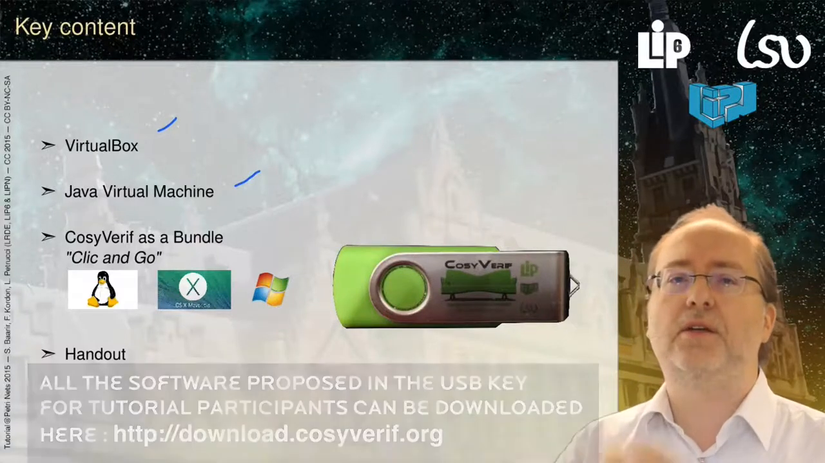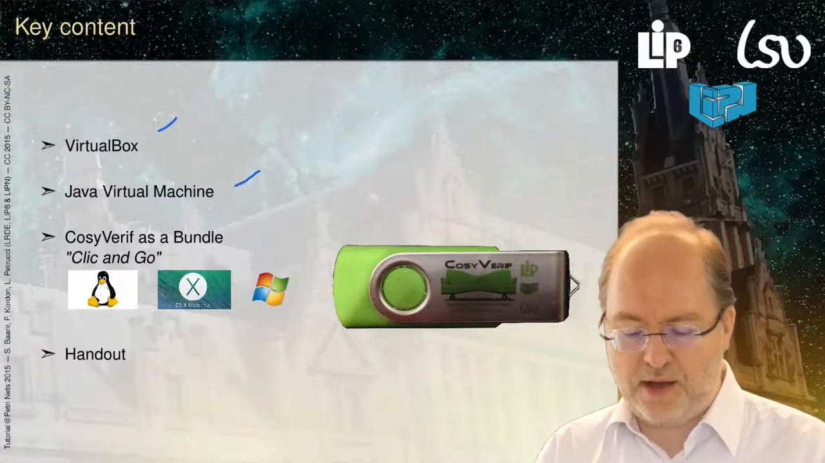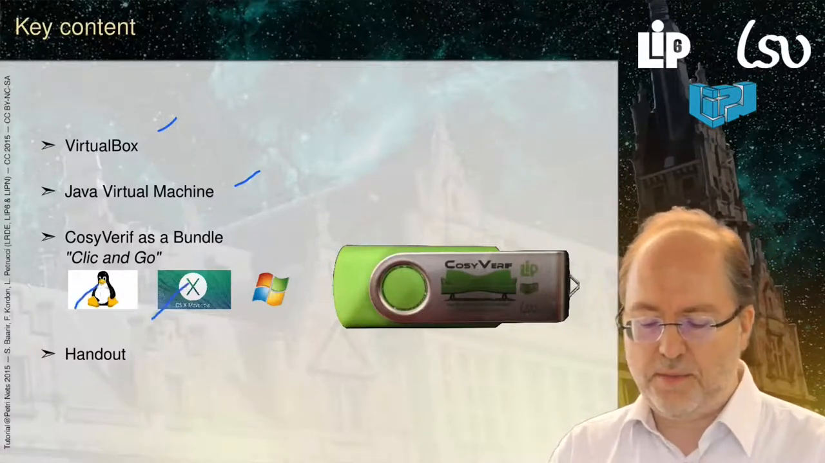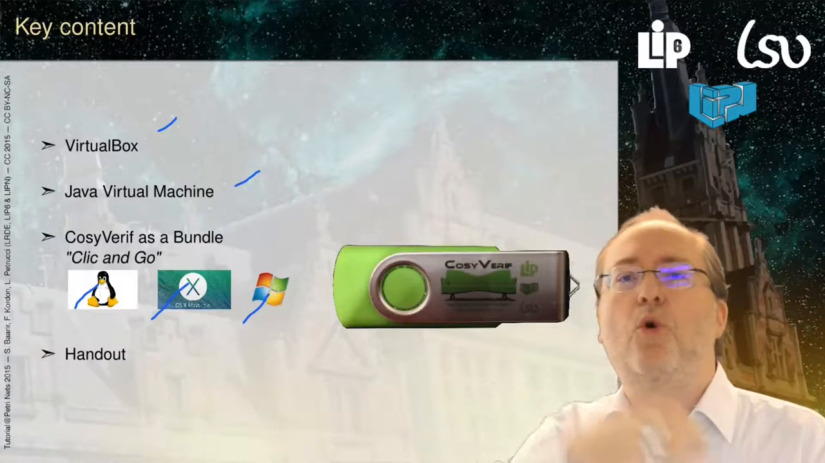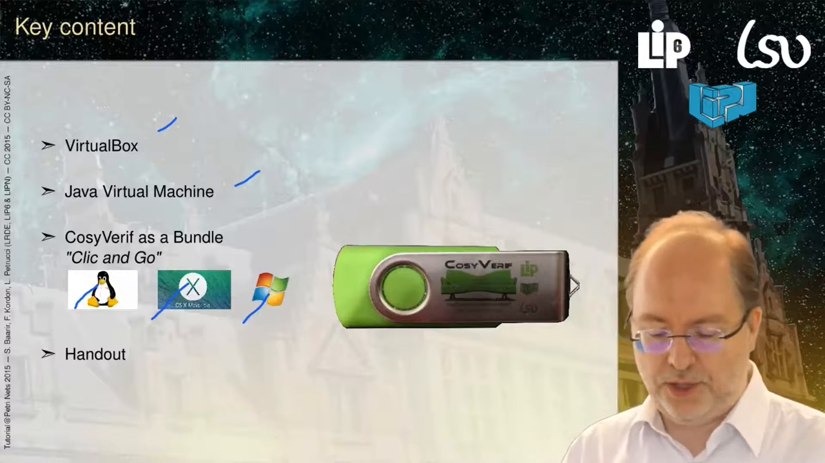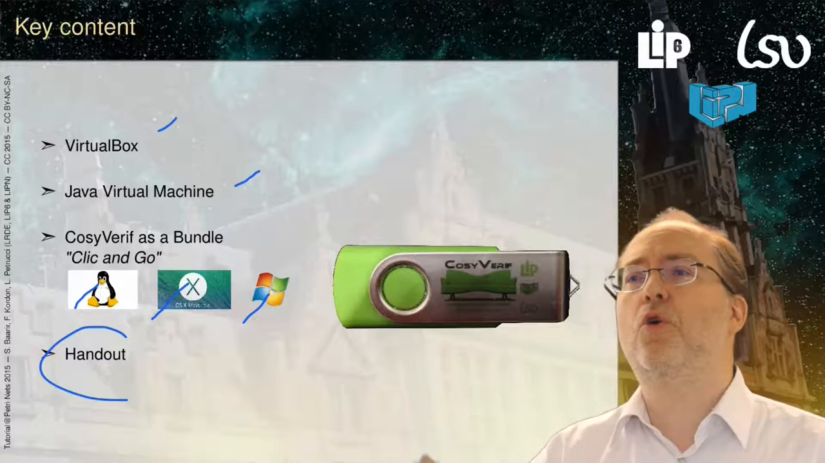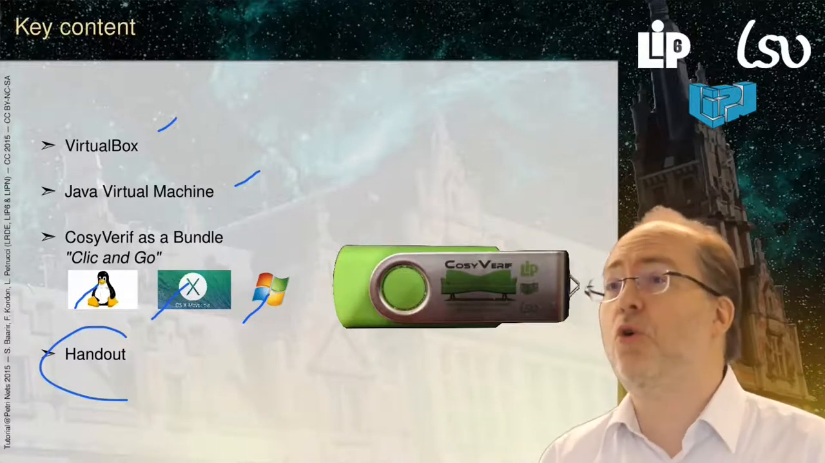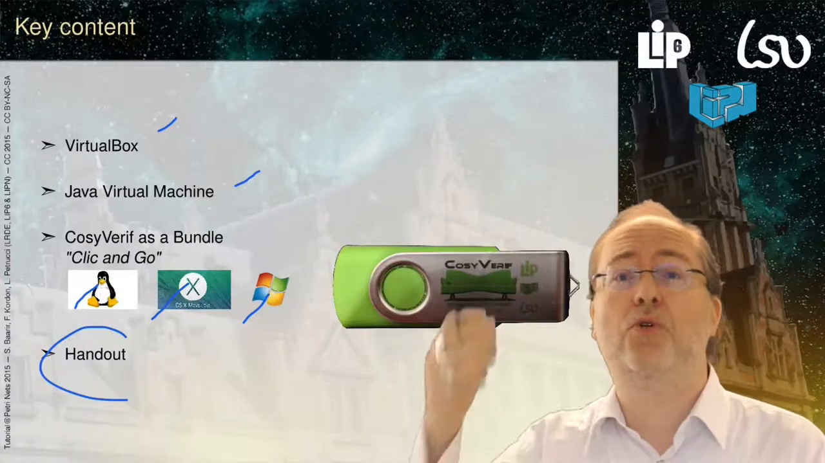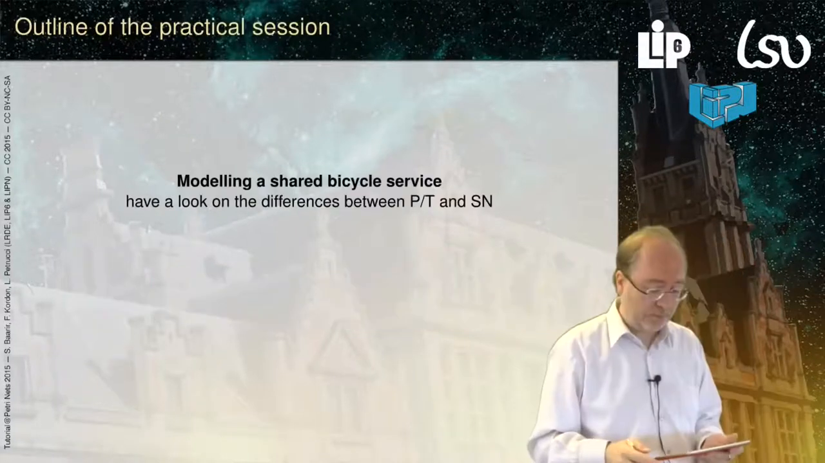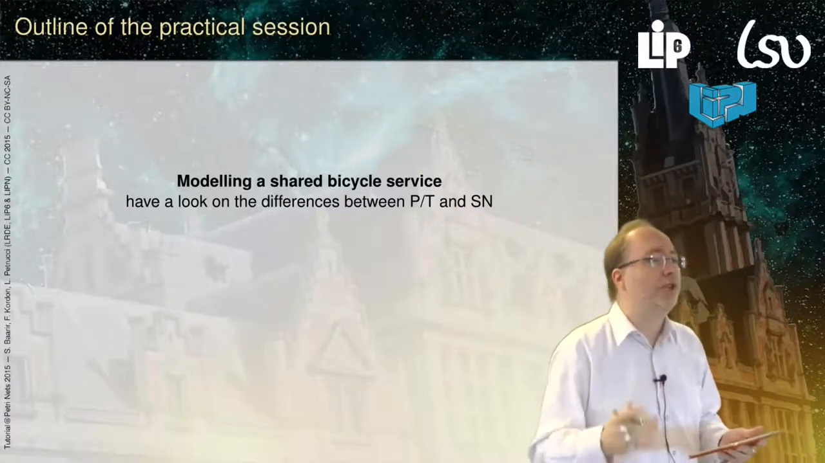And then there are, in fact, specialized versions of Java for Linux, macOS, and Windows, and then they all operate the virtual machine. And on the USB key, you will find all the PDFs from all the presentations you have today, and also the exercise part. So the practical section, you have basically two things to do.